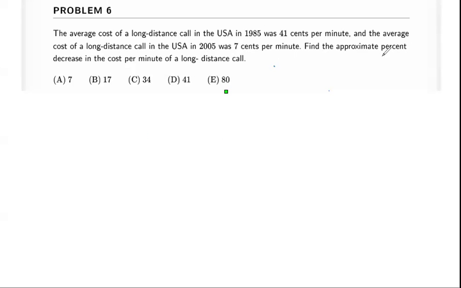We are looking for the percent decrease, right? So that is what we are interested in. So to find the percent change, increase or decrease, in this case decrease, we need to find the change, the amount of decrease basically. So I will say change over the original.